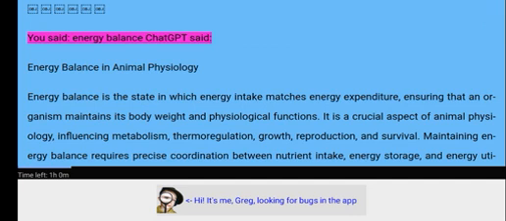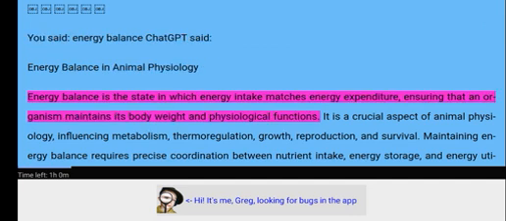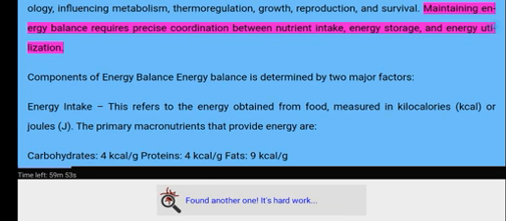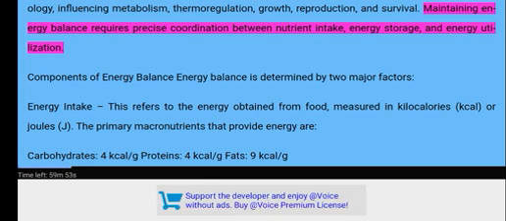You said, energy balance. ChatGPT said: Energy balance in animal physiology. Energy balance is the state in which energy intake matches energy expenditure, ensuring that an organism maintains its body weight and physiological functions. It is a crucial aspect of animal physiology, influencing metabolism, thermoregulation, growth, reproduction, and survival. Maintaining energy balance requires precise coordination between nutrient intake, energy storage, and energy utilization.